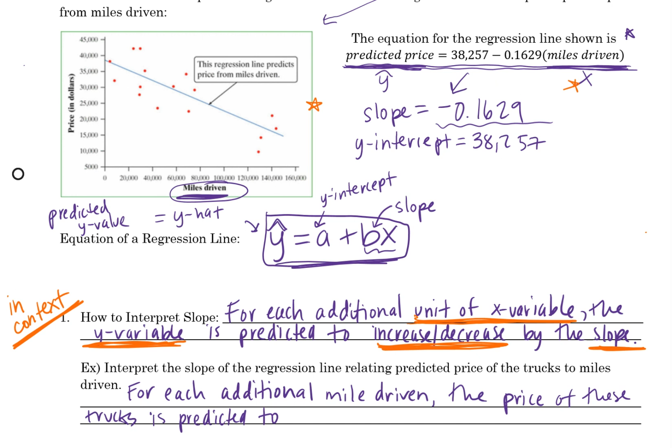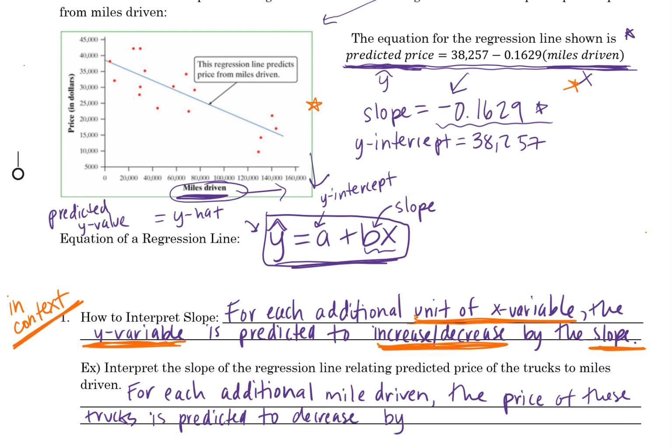And let's just common sense this for a second. For each additional mile driven, so the more miles you drive, the lower the price is going to be. So in other words, the price is going to decrease. But again, I knew that. I can know that from looking at the slope. So the price of a truck is predicted to decrease by the slope. Well, what is the slope? In this case, it's negative 0.1629.